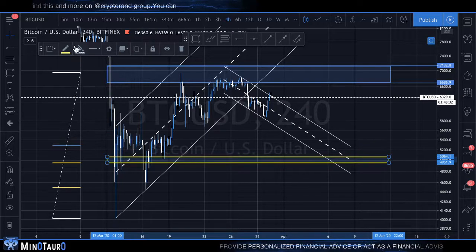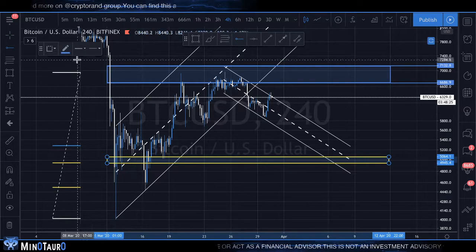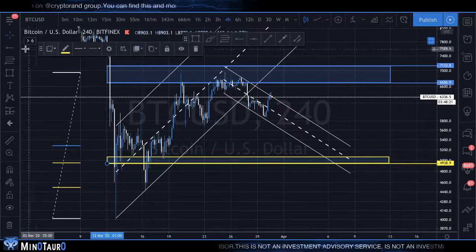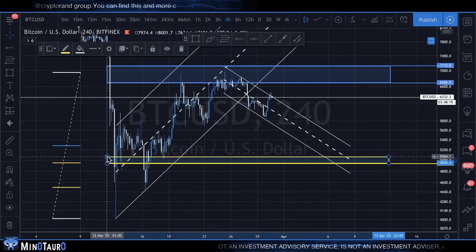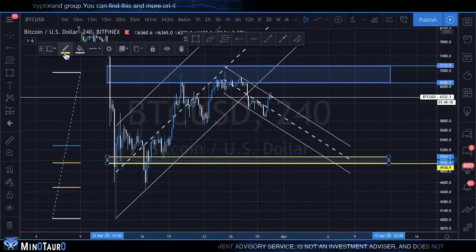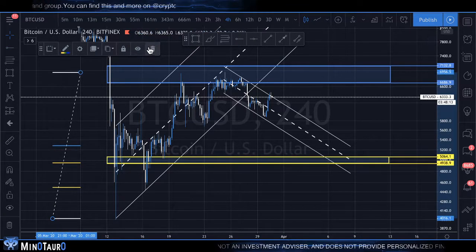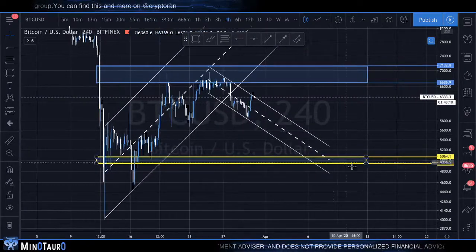Okay, in a deep retracement and a bullish scenario, you're going to have the golden pocket retest. As you can see, it's possible. TradingView is lagging again a lot.